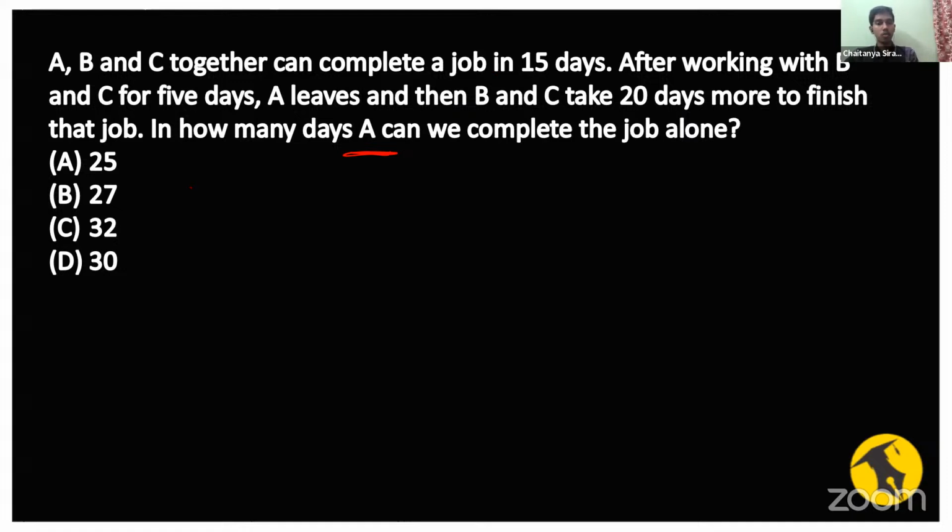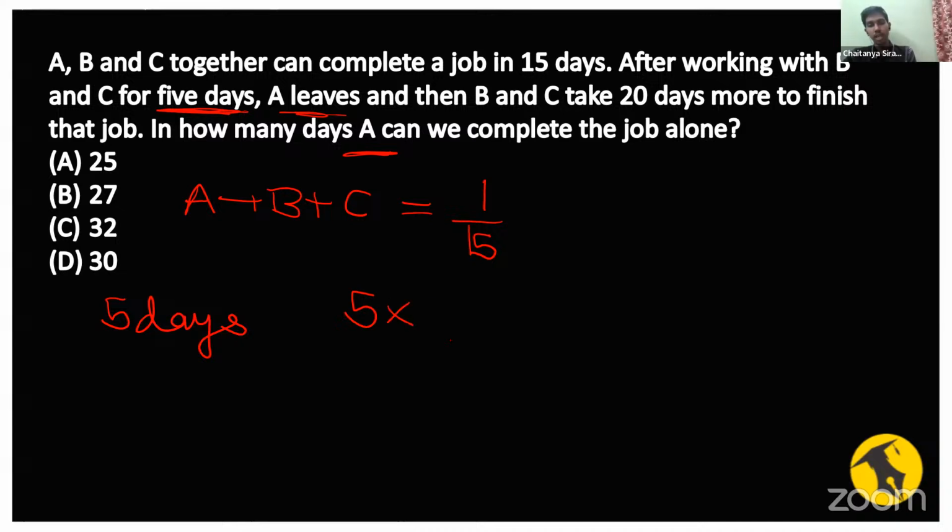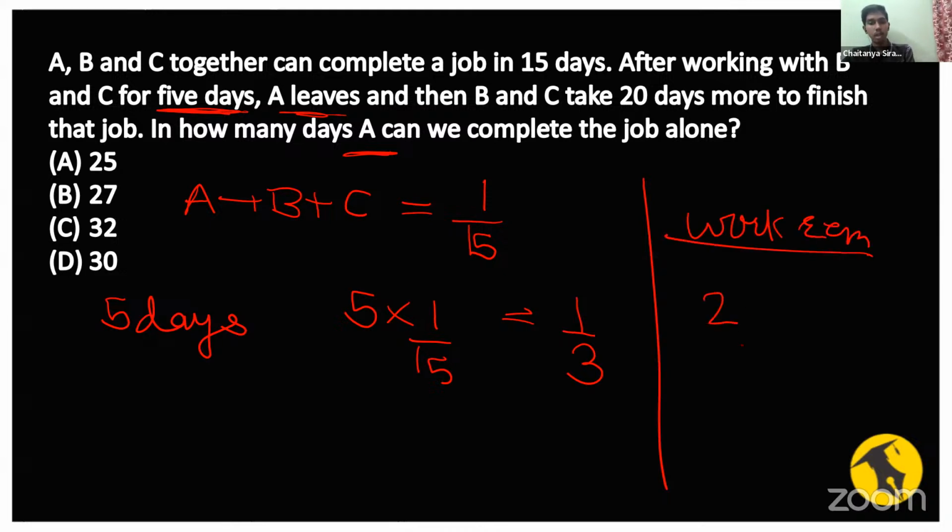Okay. So what we have been given: A plus B plus C in terms of efficiency is 1 by 15. It says that after working with B and C for 5 days, A leaves. So basically all three have worked for 5 days. So for 5 days, the work done must be 5 into 1 by 15, which is one third. So one third work is done. So work remaining is two third now.